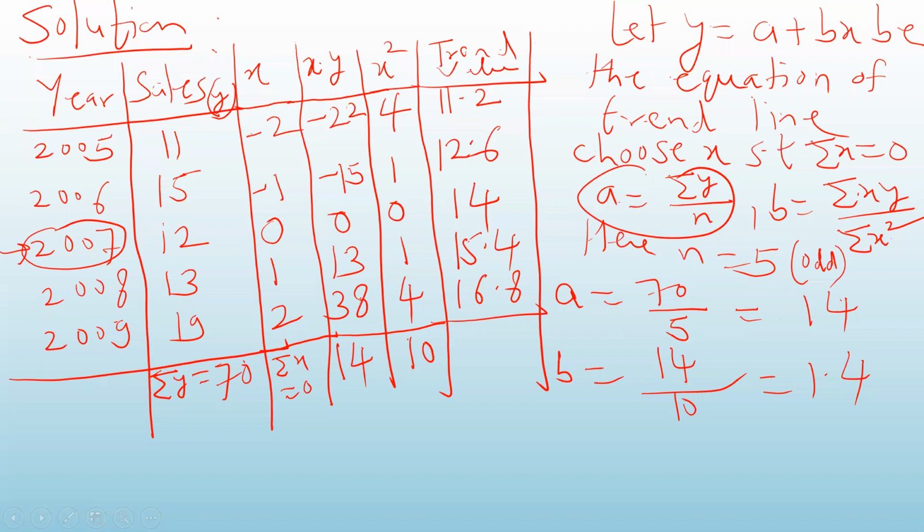Now this method is advantageous. Why? Because you can find the trend value for any year. In the moving average method, you are not able to calculate for the first few years and the last few years. So that is how this method is more preferable. So we have found the equation of trend line and the trend values for all the years.